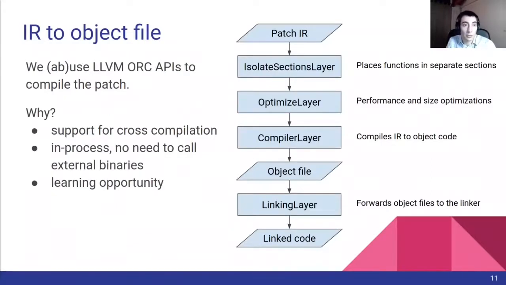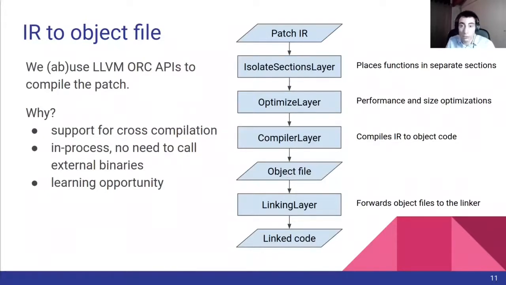Now, the next step is to compile the LLVM IR to actual machine code. And to do this, we abuse the LLVM ORC APIs to create a custom compiler. The LLVM ORC APIs are meant mainly to create just-in-time compilers, but they're really flexible and they allow you to create your own compiler by stacking layers. And so we have a first layer, which we call our isolate sections layer, which places each function in its own separate section, and this will be needed later at link stage, and we'll see in a moment.